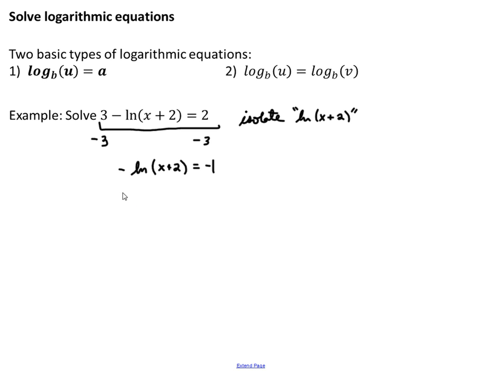Well, when I say the negative of something equals the negative of something else, I can just divide both sides by negative 1 to determine that the natural logarithm of x plus 2 in this case is equal to positive 1. All right, so now we would try to exponentiate. So we're going to use that trick.